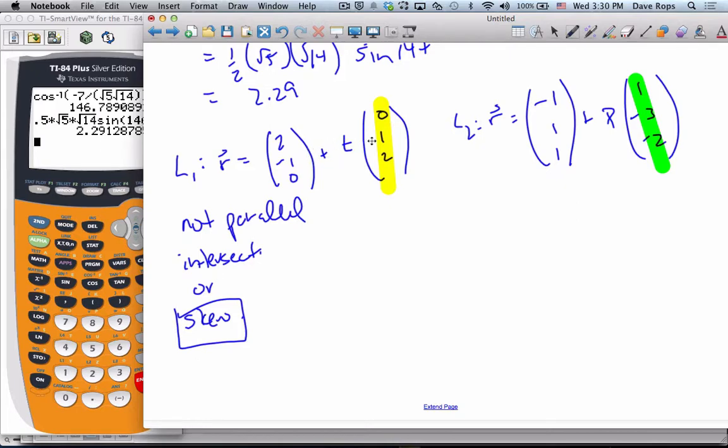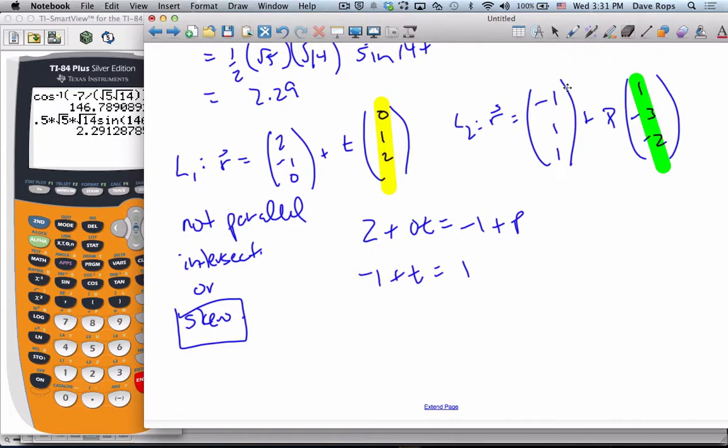To do that, I'm going to try to see if there's an intersection, which means I'm going to make these equations equal. I'm going to make 2 plus 0t equal to negative 1 plus p. This is the x value. The x is going to equal the x. The y is going to equal the y, and the z, 2t, equals the z, 1 minus 2p. I have two equations with two unknowns. I need to solve for those. This one I can find p fairly easily, since the t goes away.